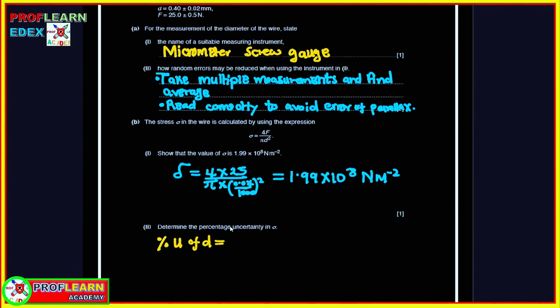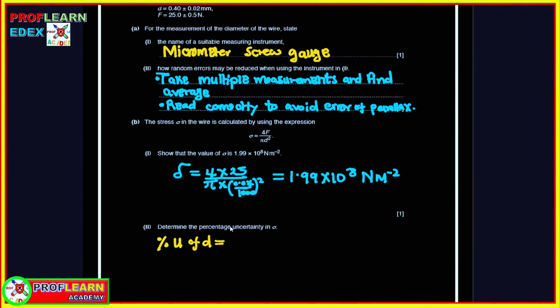Now, we are finding not the percentage uncertainty of G, but the percentage uncertainty of stress. Since stress is obtained by dividing force and D squared, 4 and pi are the constants. They don't contribute to uncertainties of the quantity calculated. So 4 and pi are not going to be involved when we are finding the uncertainty of stress.